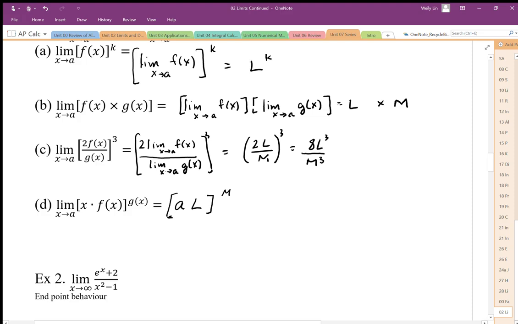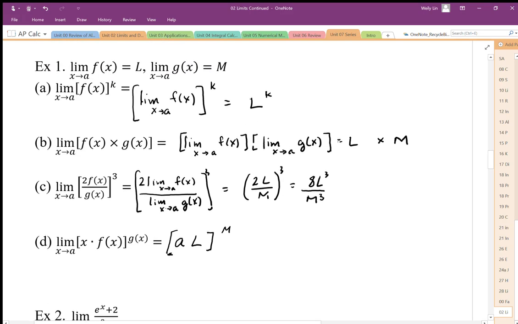So these are some limit properties, and so basically the limits can be applied to parts of expressions, and then the expression can be evaluated after we apply the limit.